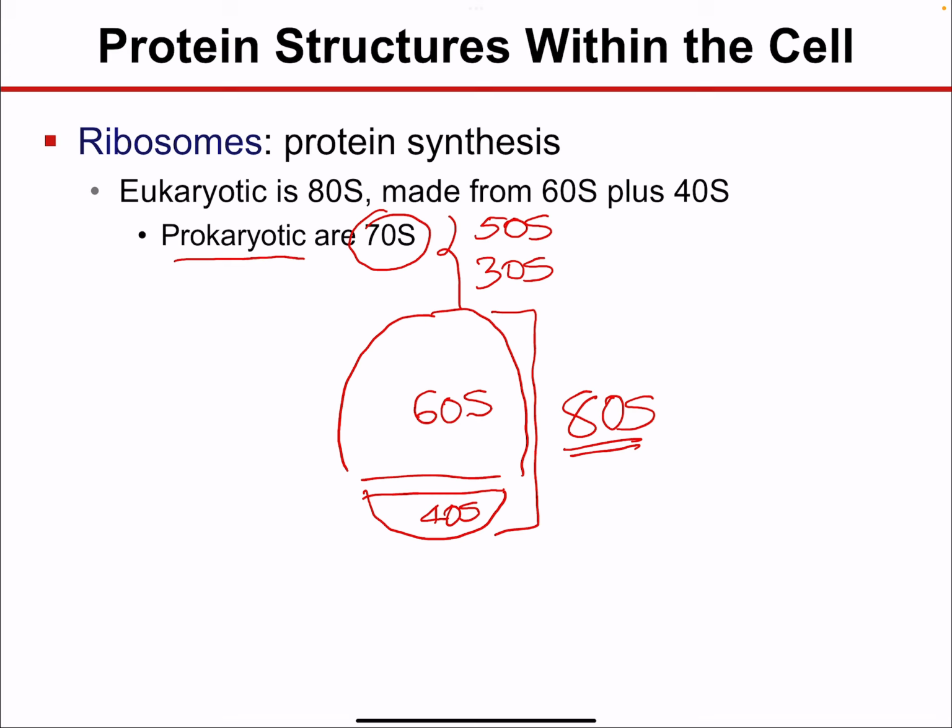Now, let me digress. Ribosomes are a mixture of proteins and RNA, the ribosomal RNA. Now, the proteins that make up the ribosomes in eukaryotic cells are different from the proteins that make up the ribosomes in prokaryotic cells. And this is how the system is able to tell them apart. Okay?